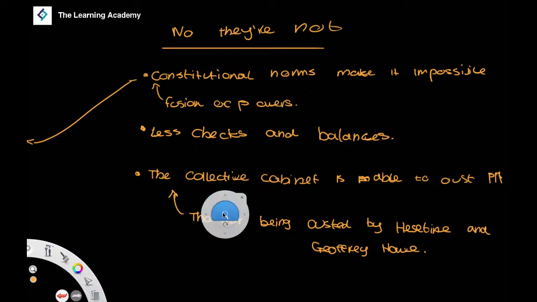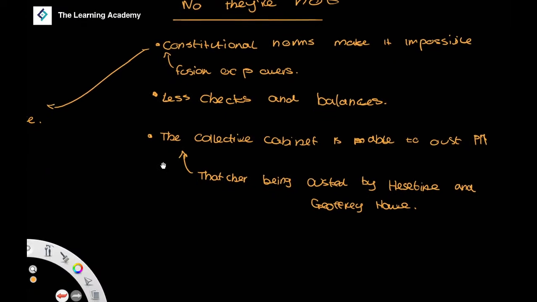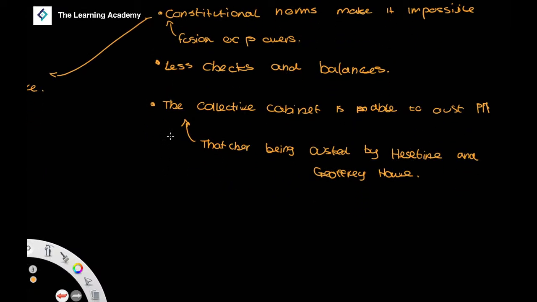Geoffrey Howe. Okay. So this is an example of the cabinet taking the reins of power and trying to ensure the integrity of the party by removing Margaret Thatcher from government, from power as Prime Minister. And the reason for that, of course, is mentioned here.